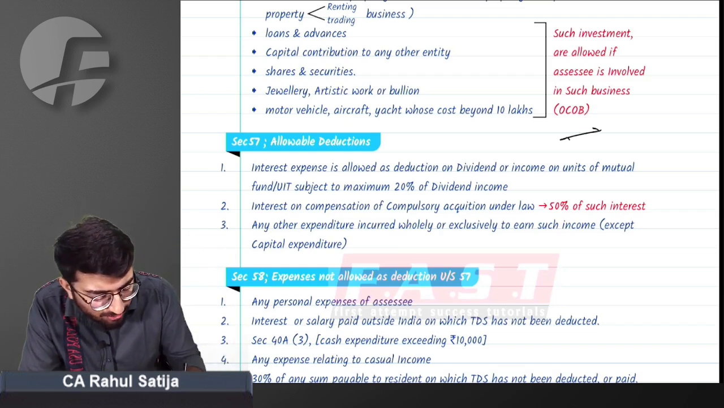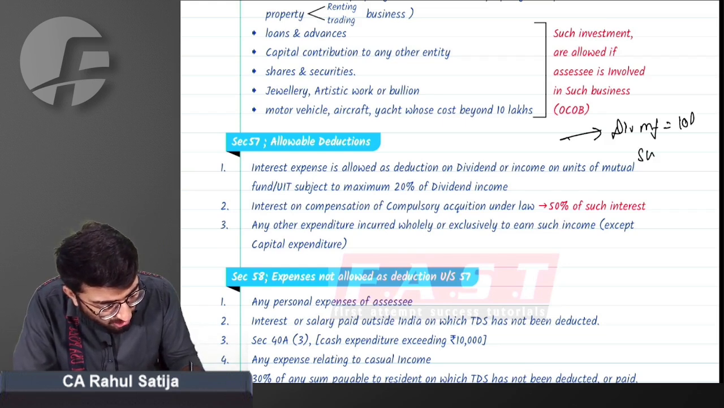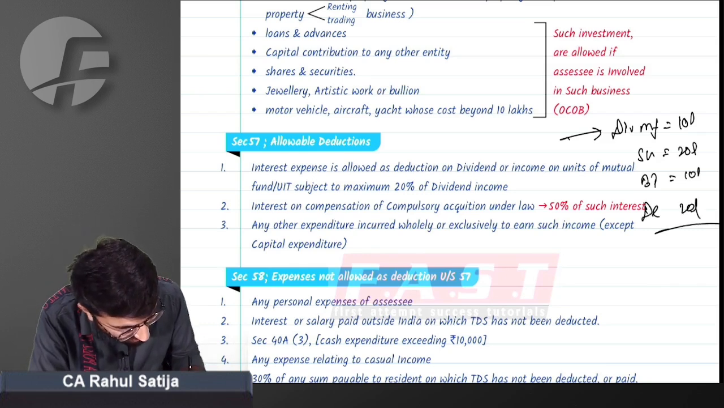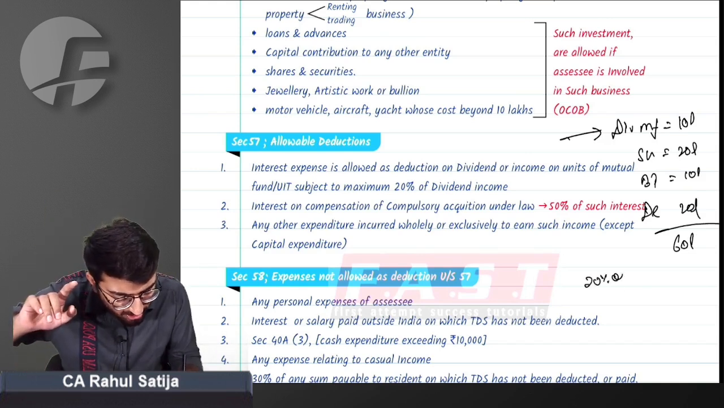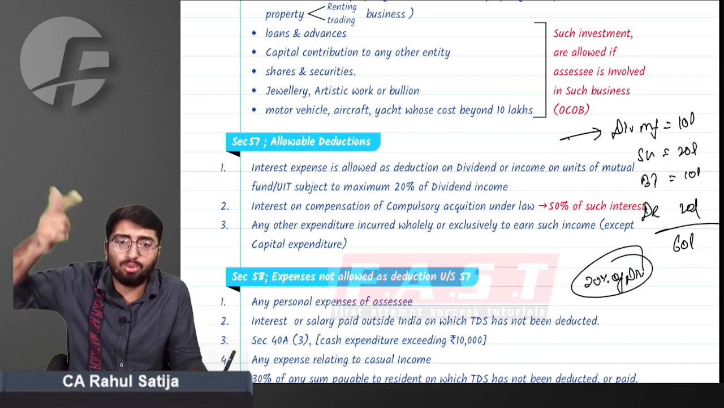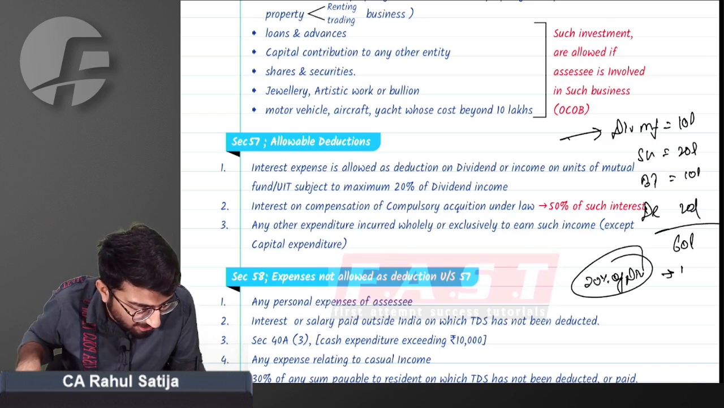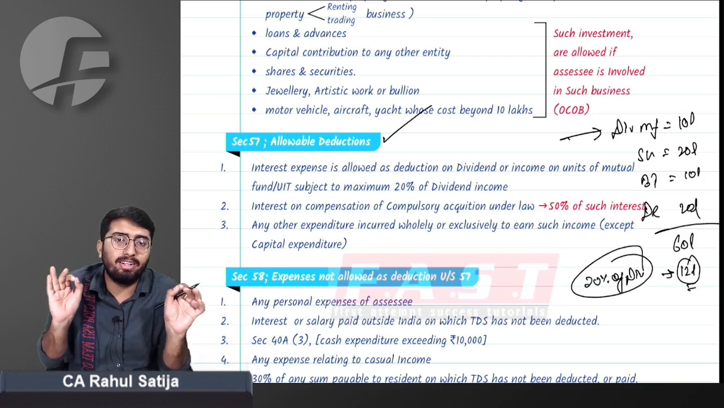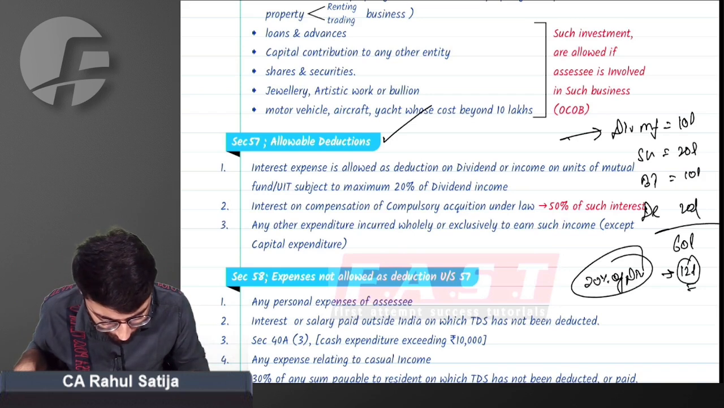So what I am saying, I received a dividend from mutual fund, 10 lakh. Dividend from shares, 20 lakh. Dividend from business trust, sir, 10 lakh. Deemed dividend, I received 20 lakh. How much dividend did I receive? I received a dividend of 60 lakh rupees. How much interest can I deduct? Sir, it says 20% of such dividend income you can take as deduction. That implies 12 lakh deduction you can take under section 57. So the only deduction allowed for dividend income is interest expenditure, and that too only 20% of the dividend income.